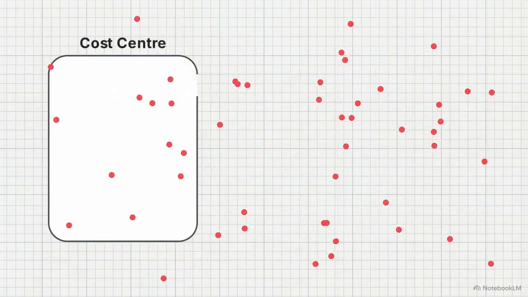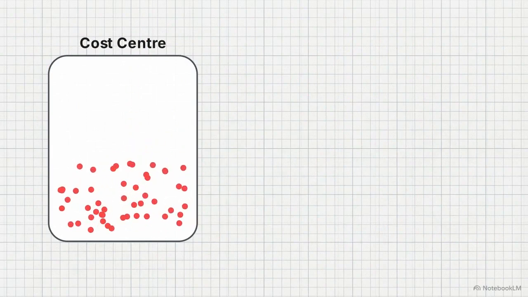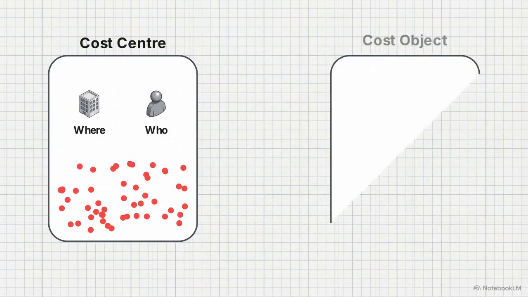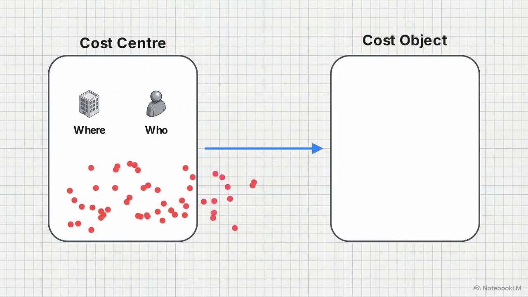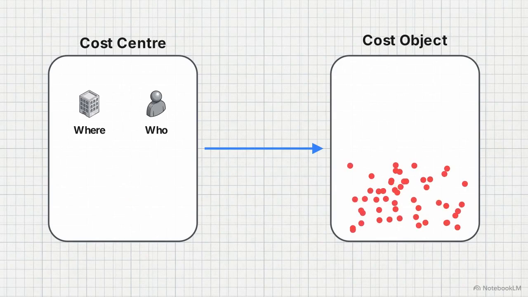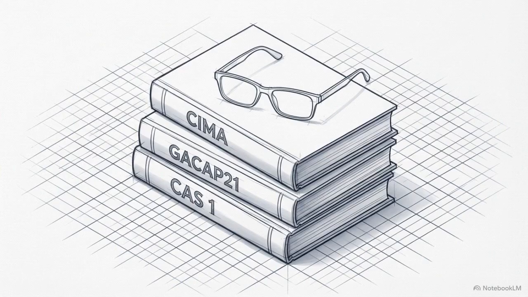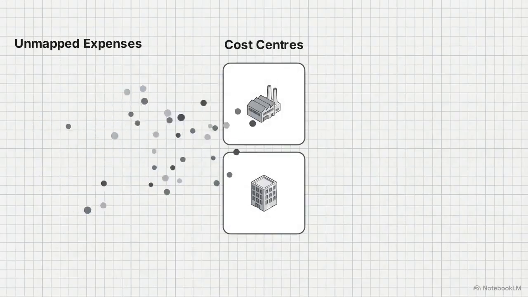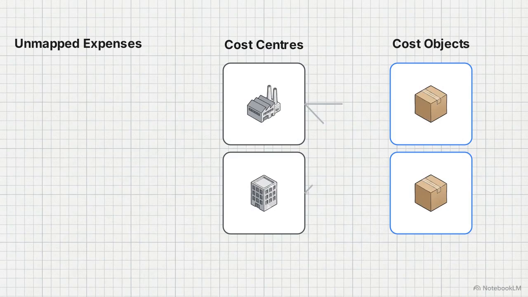The first step logically isolates these incoming costs into cost centers. A cost center determines the where and the who of an expense. The terminal step assigns those isolated costs to cost objects. A cost object determines the what or why of an expense. These steps are defined by the legal and logical frameworks of CIMA, GACAP 21, and Cost Accounting Standard 1. Applying the boundaries of cost centers and cost objects converts unmapped expenses into a measurable operational chain.